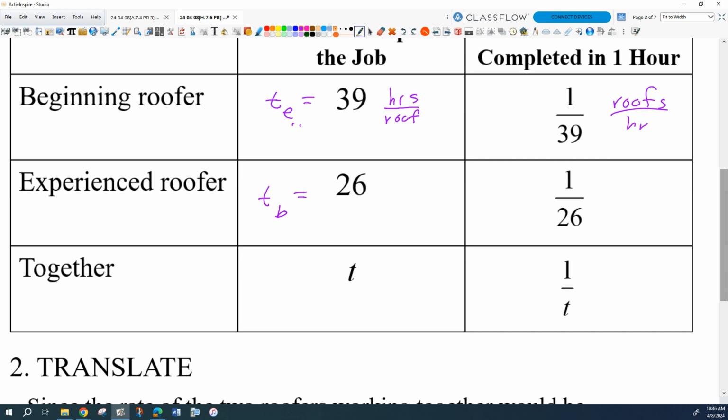Whereas we can't just add the times together. It doesn't make sense. If it takes 39 hours for a beginning roofer to finish the house and 26 hours for an experienced roofer, obviously we're not going to add those together. If they're working together, it's going to decrease the time, not increase the time, right? But the rates do add.